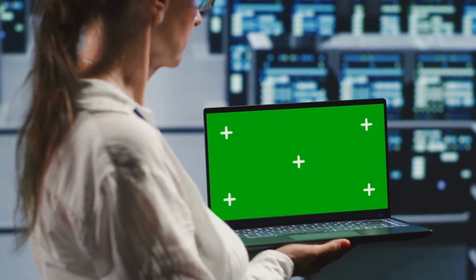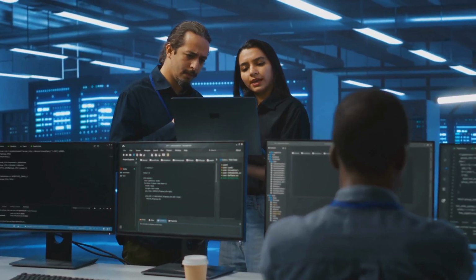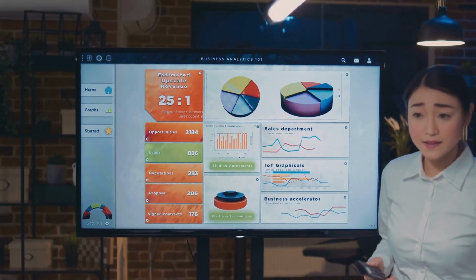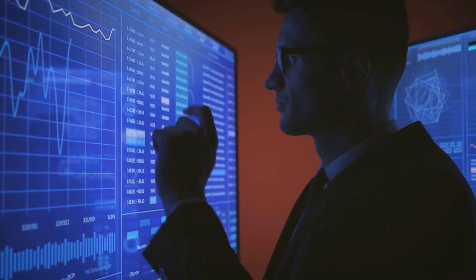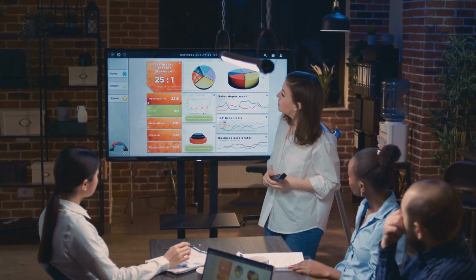ETL stands for extract, transform, load. It is a critical process for data engineers. ETL allows businesses to make sense of their data. It converts raw data into a usable format. This allows for analysis and decision-making.